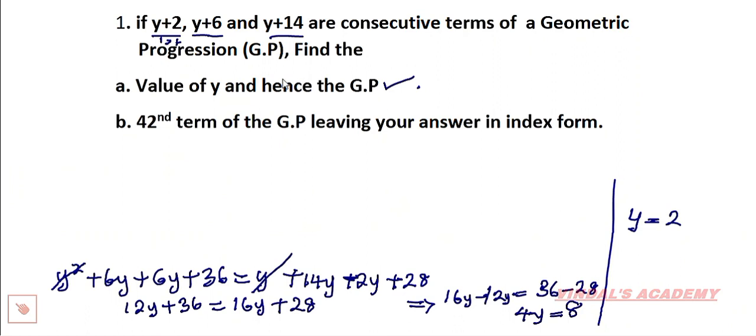Now for that reason, look at the GP here. The first term is going to be 4, because I'm going in here. Since this place is already 2, 2 plus 2 is 4, comma, this is 2 plus this is going to be 8, and 2 plus 14 is going to be 16. So this is the GP.